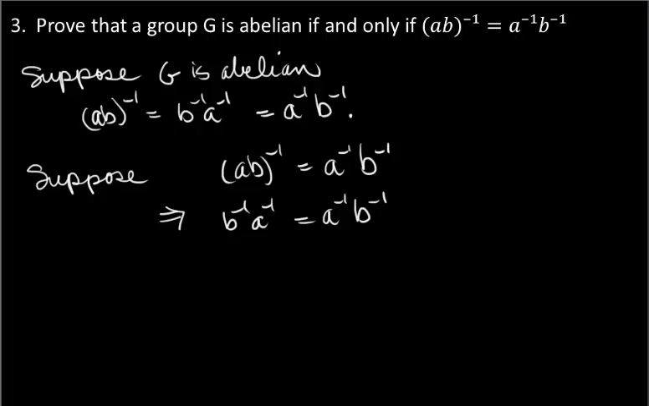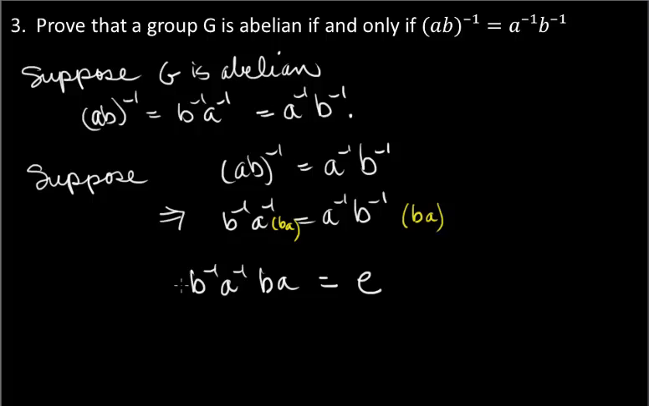And now what we can do is, let's multiply on both sides on the right by BA, and over here by BA. Notice I do not multiply on the left on one side and on the right on the other, because we don't know that G is abelian. So I have to make sure to multiply on the right. And so I have here B inverse A inverse BA is equal to, and notice the B's cancel, the A's cancel, so I get the identity.